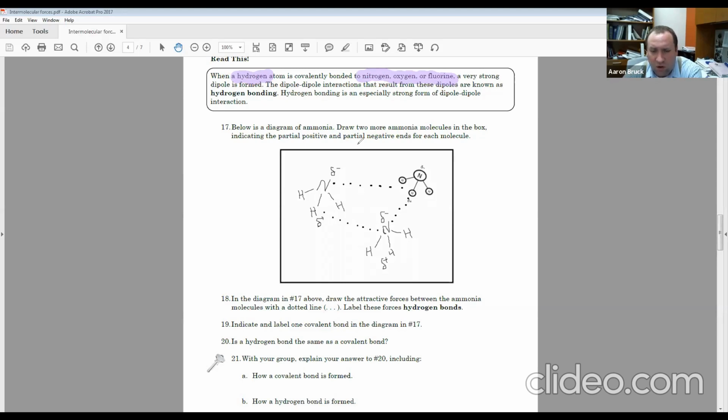Indicate and label one covalent bond. Oh, and label? Okay. So these are hydrogen bonds here. These are covalent bonds here.